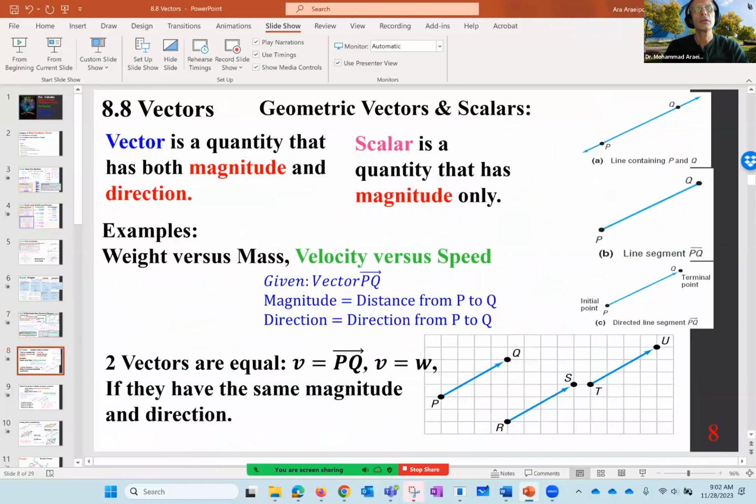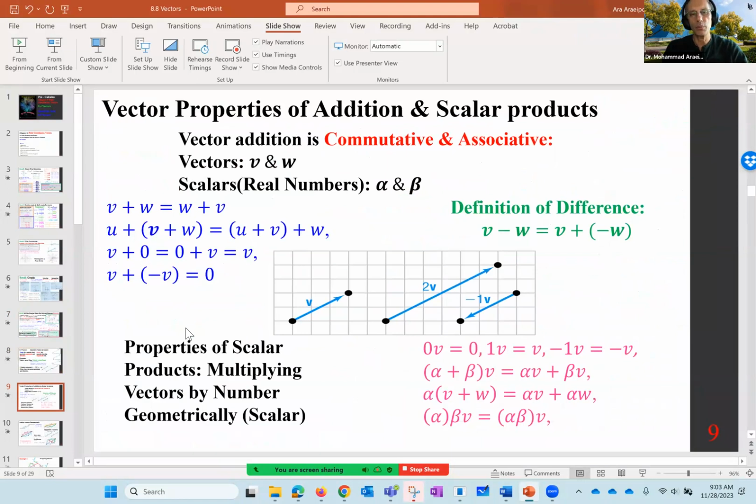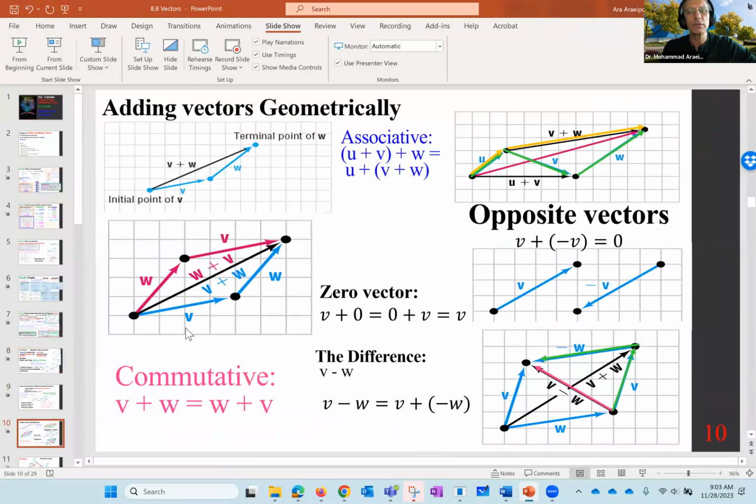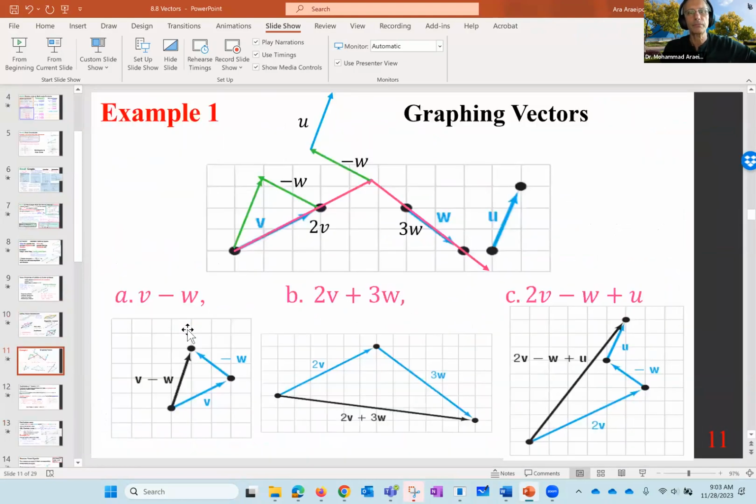Now, a vector is a quantity that has magnitude and direction. So we compared and contrasted vectors with scalars, lines, and otherwise. There are properties of vectors that are similar to operations of numbers when you add them up. For example, they are commutative and associative. Then we can graph them as long as they are in the same direction. That means they're parallel, okay?